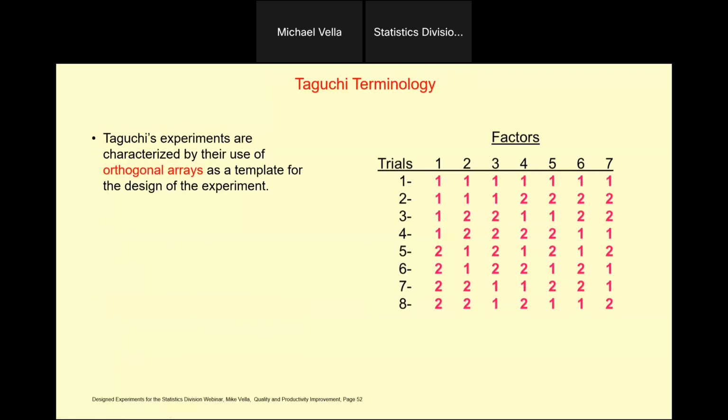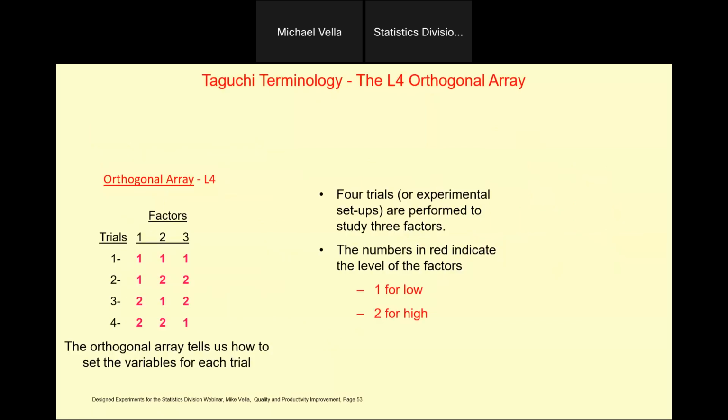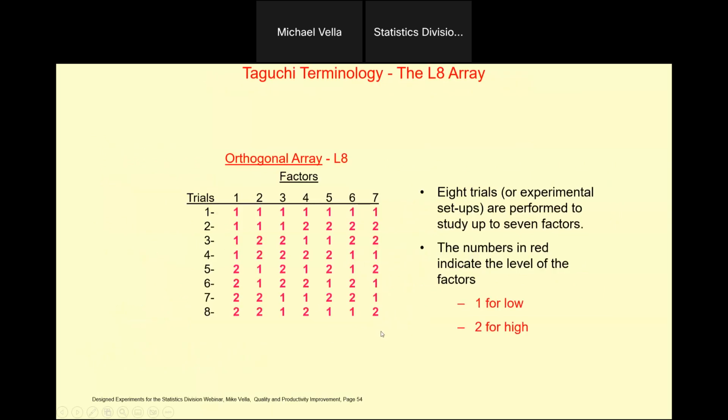What you see on the right is one of the Taguchi experimental matrices, these orthogonal arrays. It's called an L8 because there are 8 trials there on the left. Across the top, 7 factors. Orthogonal arrays specify how many factors we can use, how many trials to run, and where to set each factor for each trial, and also give us hints to make it more economical. The simplest array that I've used is the L4, and that's 4 trials on 3 factors. So again, the L8 is 8 trials, or experimental setups, that are performed.